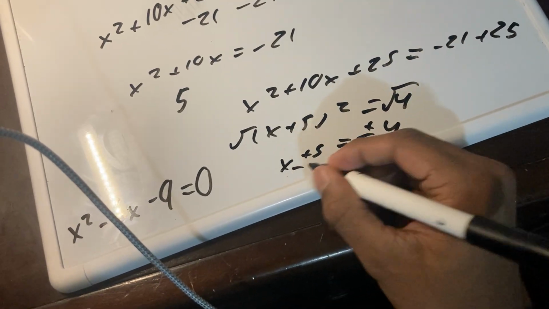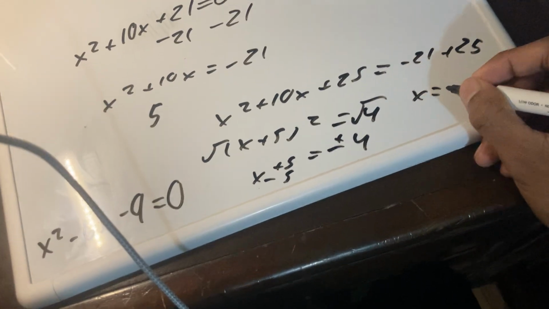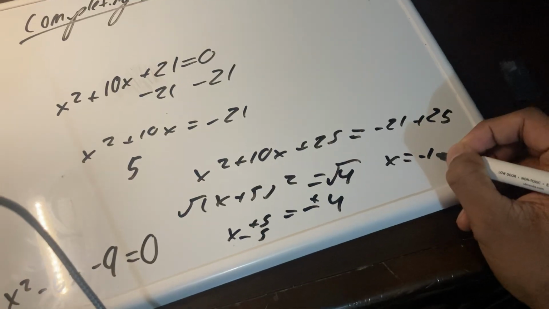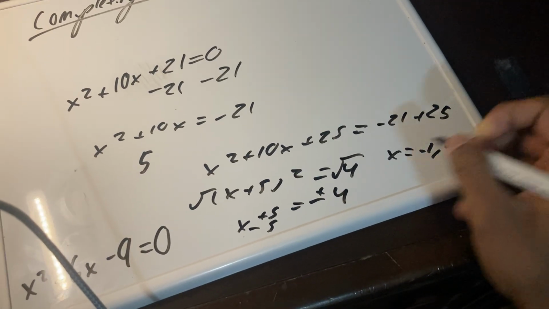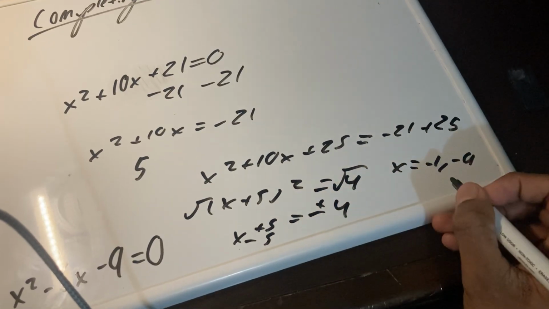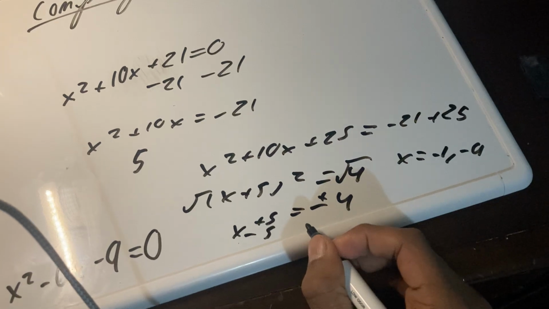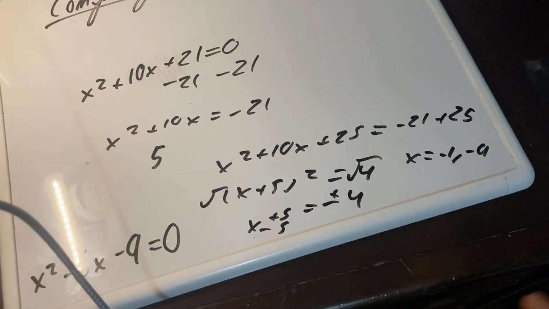So we can just solve the regular equation and get negative 5. So x equals either negative 1 or negative 9, because if 4 was positive, then negative 5 plus 4 is negative 1. But if 4 was negative, negative 4 plus negative 5 is negative 9.